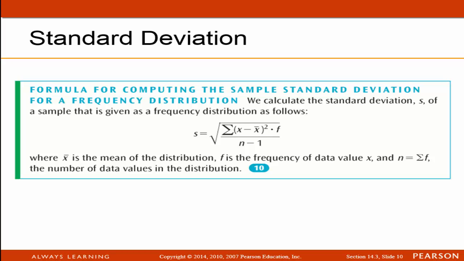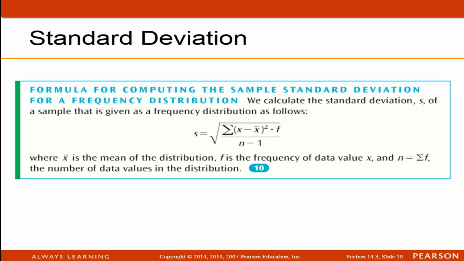And the next thing we're going to talk about is computing the standard deviation for a frequency distribution. We did something similar when we did a frequency table and were trying to find a mean. We calculate the standard deviation of a sample that's given as a frequency distribution. Another thing we call this is grouped data. The formula is the square root of the summation of the deviations from the mean squared times the frequency, divided by n minus 1.